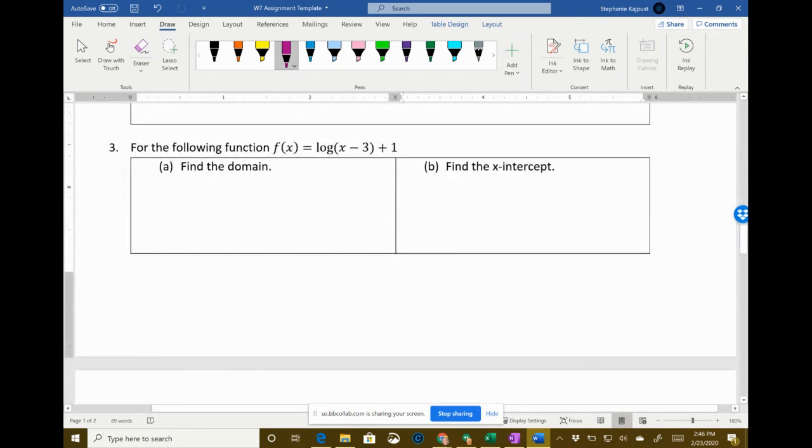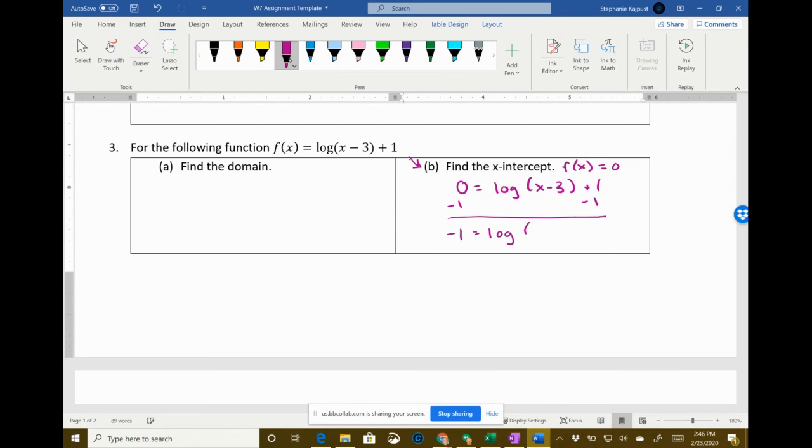I've gotten a lot of questions about part B here, how you find the x-intercept. So the x-intercept is where f of x is equal to 0. So you are solving 0 equals log(x minus 3) plus 1. You're going to solve it with the same method that I've demonstrated. First we want to get that log by itself by subtracting 1 from both sides. And then you have -1 equals the log of (x minus 3), and then you're solving from there.